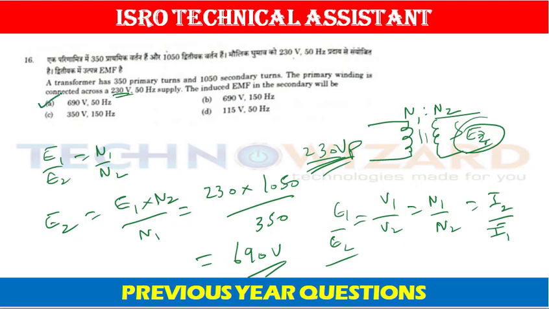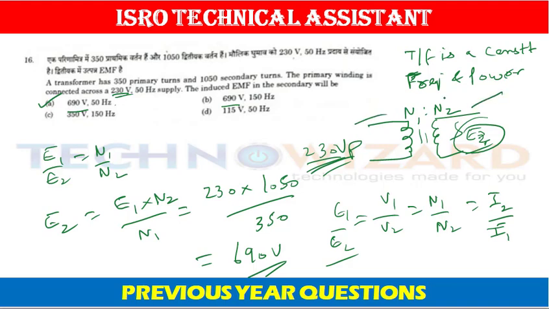Therefore option A is the correct answer, but you are seeing that option A also has 690 volt and option B also has 690 volt, but the frequency here is 50 Hz and there is 150 Hz. Always remember that transformer is a constant frequency and power device. That means at both the end the frequency will remain same and the power also remains same. Therefore, at primary the supply is 50 Hz, then the secondary also will have 50 Hz. Therefore, option A is the correct answer here.